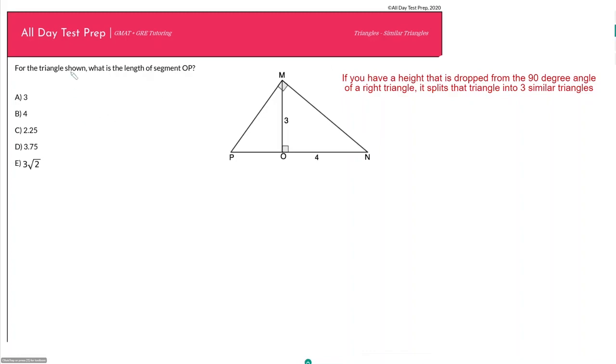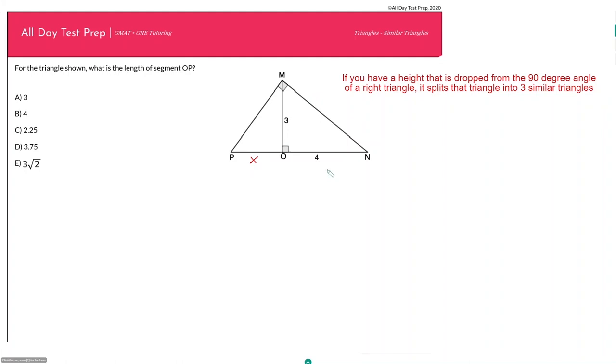First, let's take a look at what our question is. For the triangle shown, what is the length of segment OP? And so OP is this guy over here. And then actually, maybe even before we get to our similar triangle rule, let's just see if we can fill in as much as we can in this triangle. So we know we have a right triangle here. MO is length 3. ON is length 4. OP is X, because that is what we are looking for.